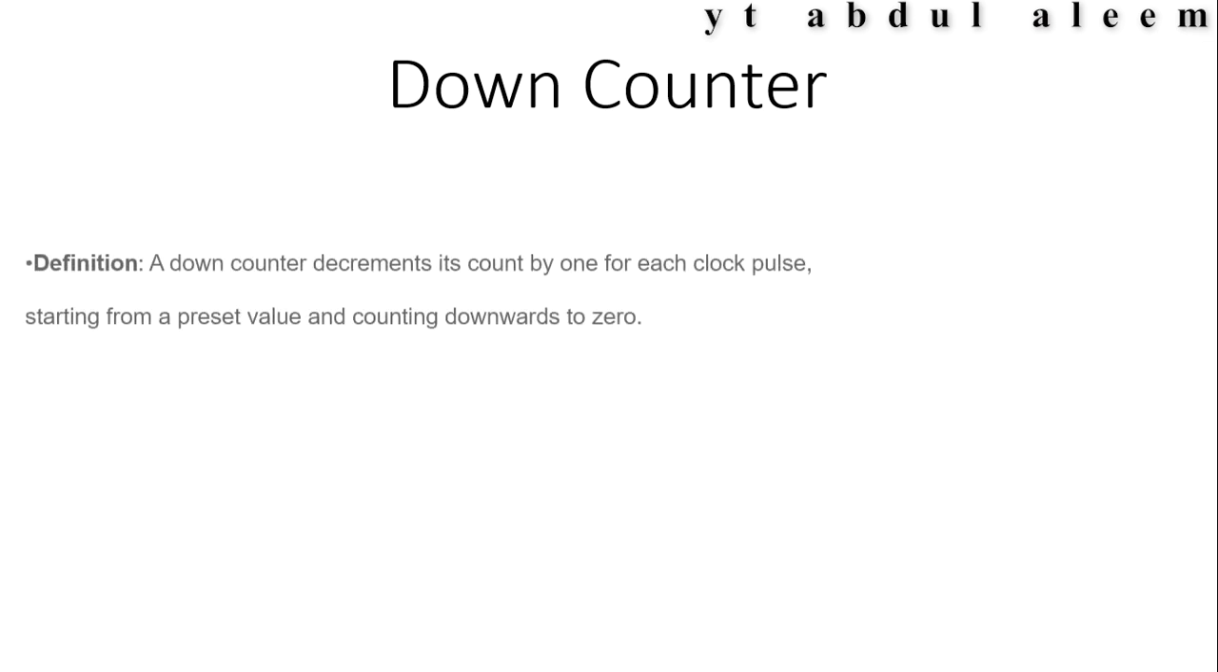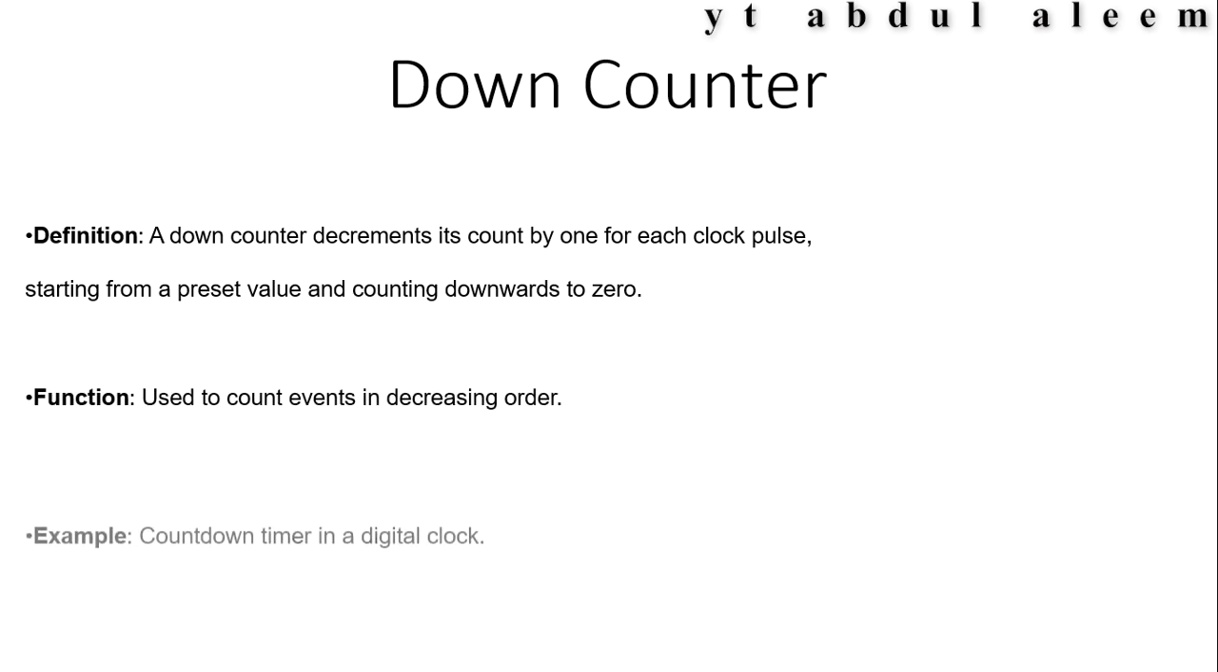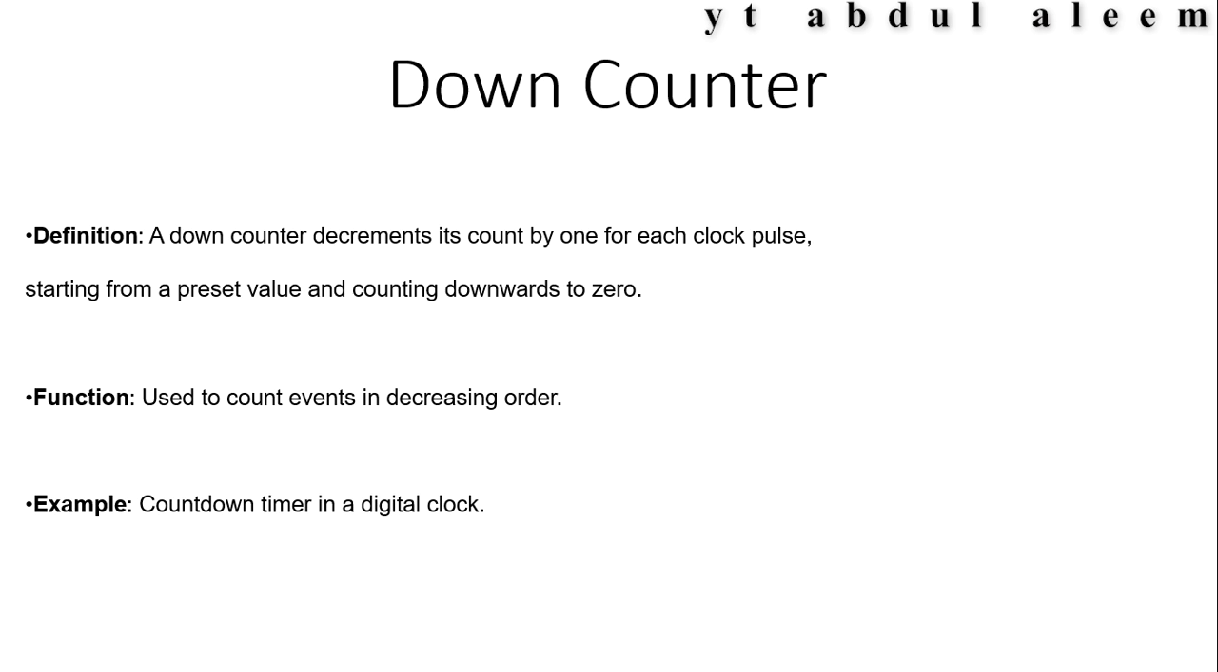Down counter. Definition: a down counter decrements its count by 1 for each clock pulse, starting from a preset value and counting downwards to 0. Function: used to count events in decreasing order. Example: countdown timer in a digital clock. In this picture you can see down counter logic.